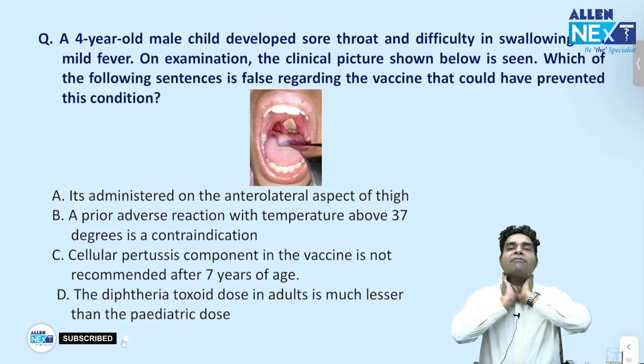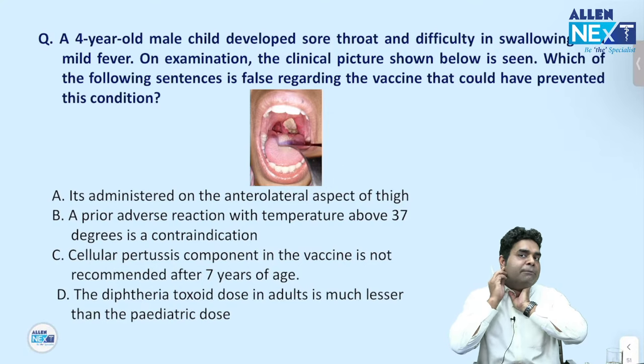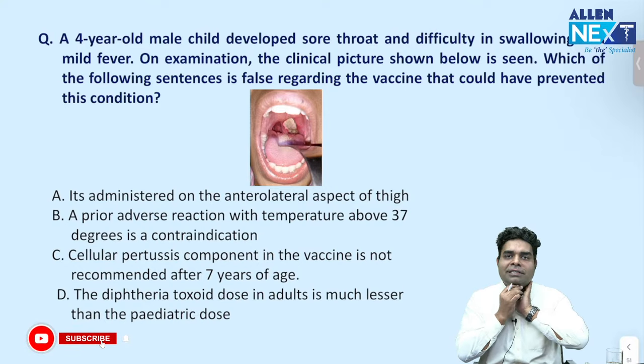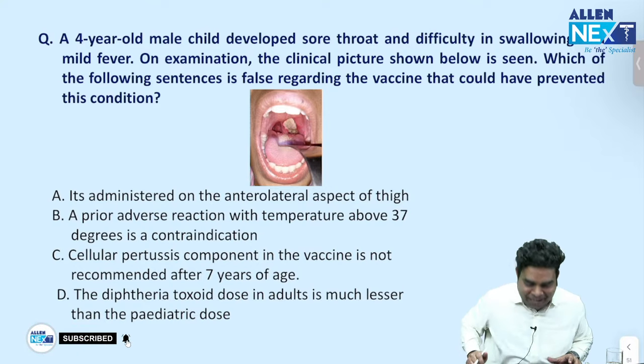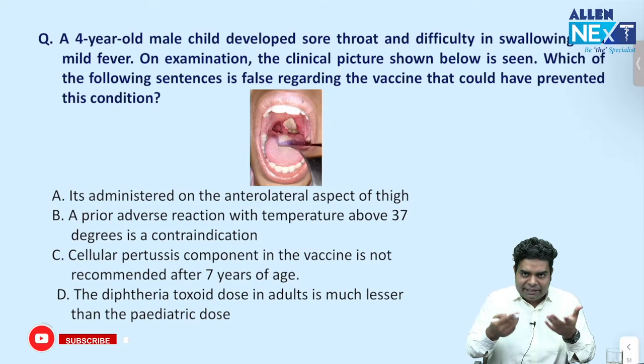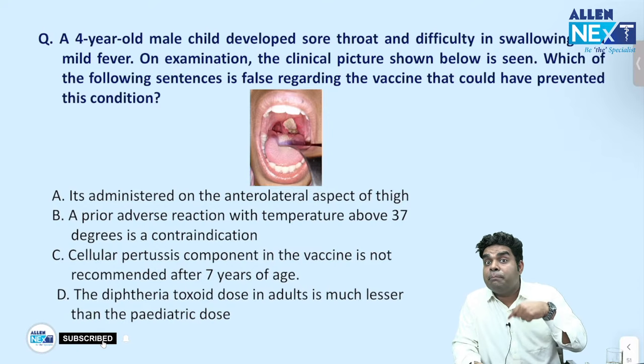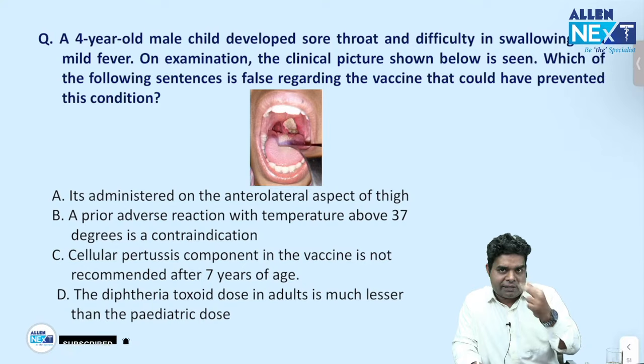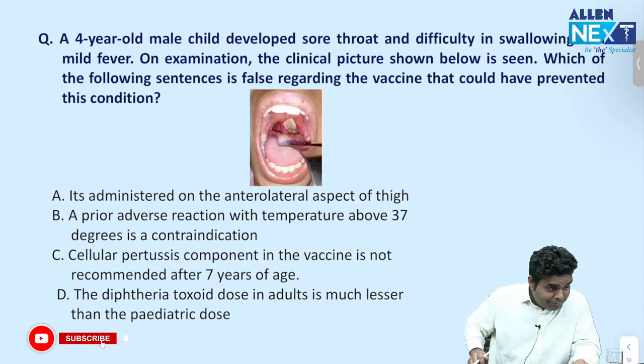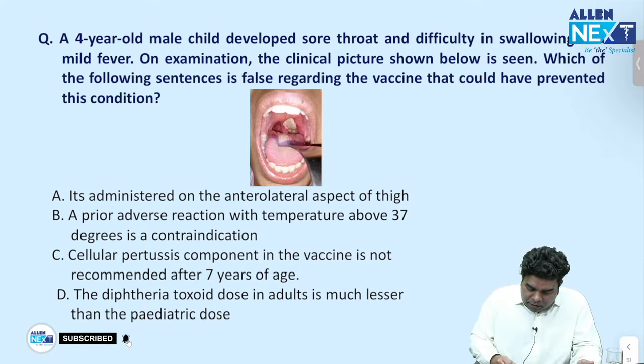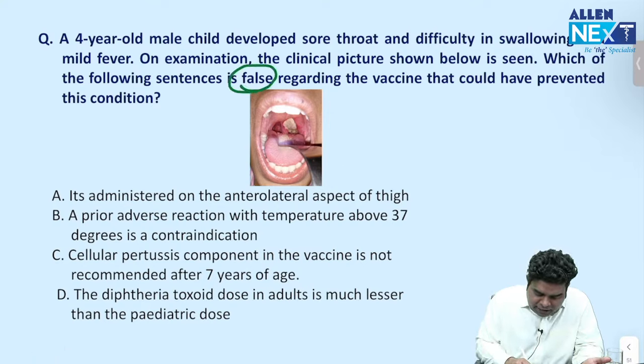So bull's neck will have swelling here. Mumps will have swelling below the ear lobule. This is not any one of them. This is just fat. And second thing is pseudomembrane, which has a clear margin and which bleeds when you try to remove it. Two characteristics. So of course, this DPT option, which is false, they are asking.